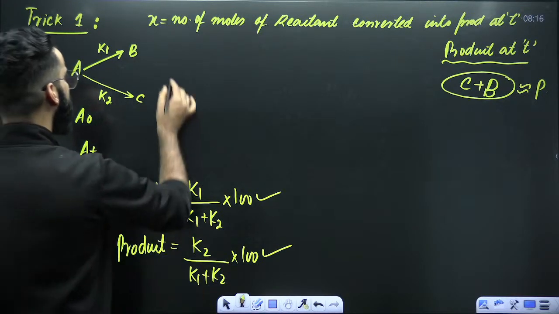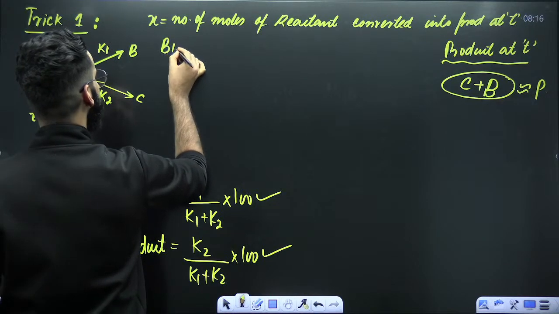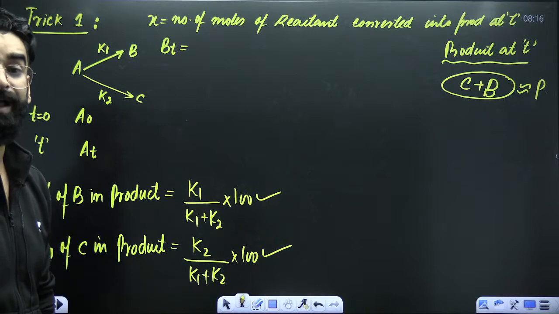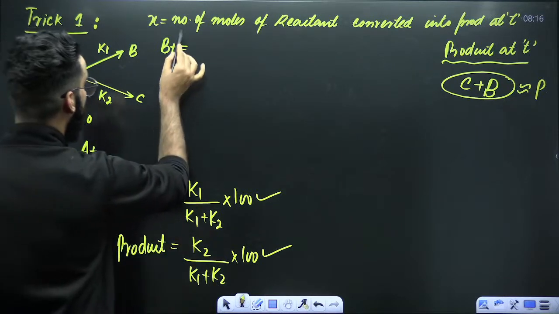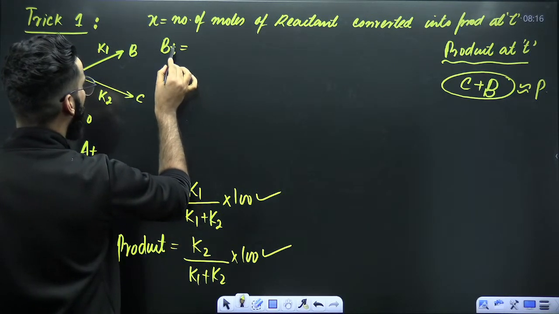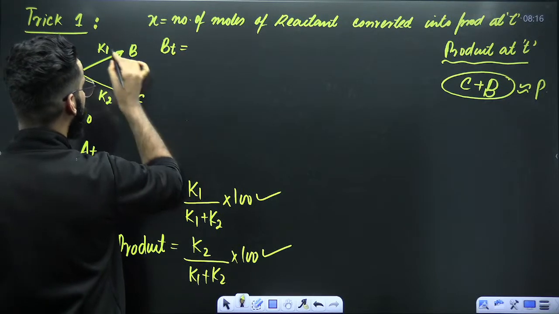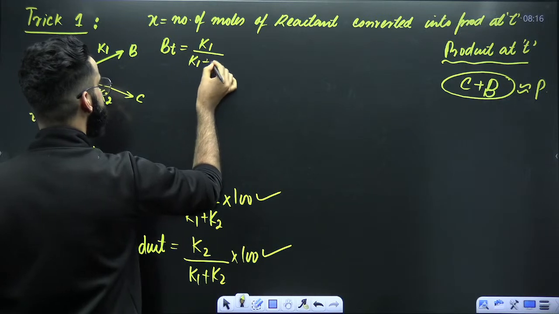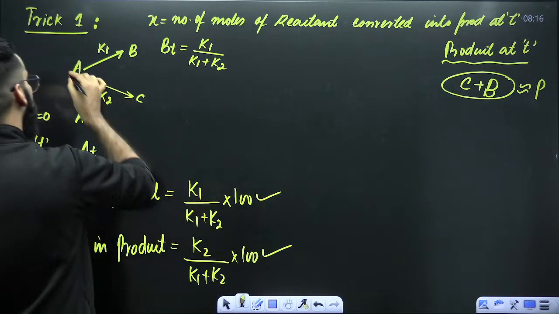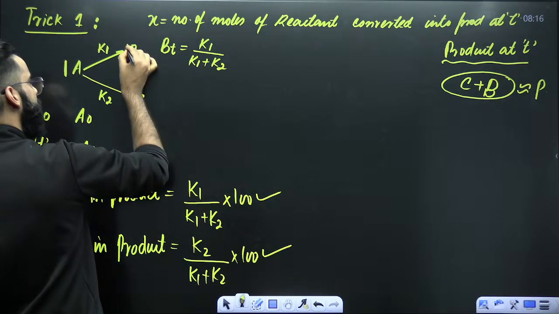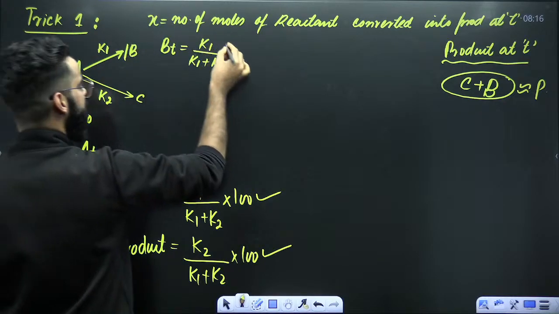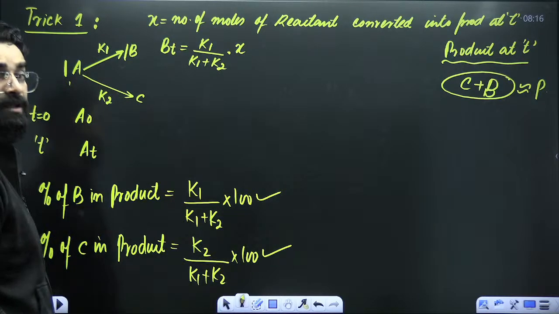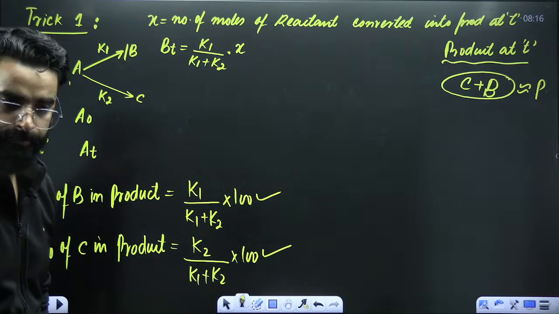Now they can ask you, what about the moles of B which have got formed at time t? Now, how are you going to write it? Moles of B formed at time t is going to be equal to, first, you will start with K1 divided by K1 plus K2. Now, 1 mole of A gives 1 mole of B. Therefore, X moles of A would have got X moles of B. So this particular term is going to give us the moles of B formed at time t.